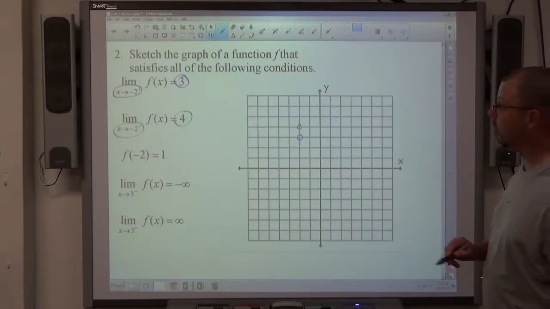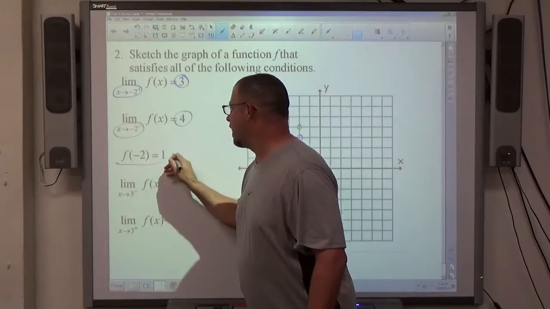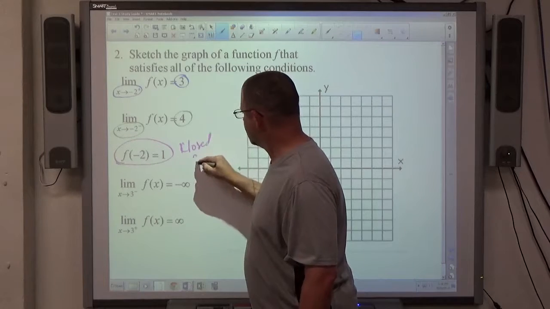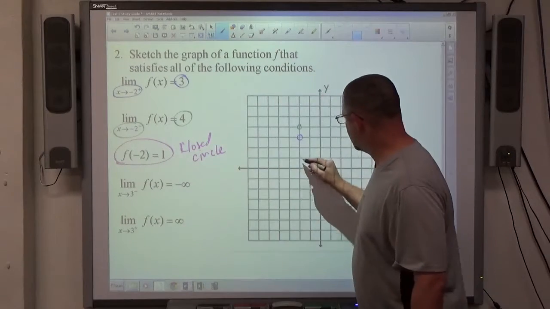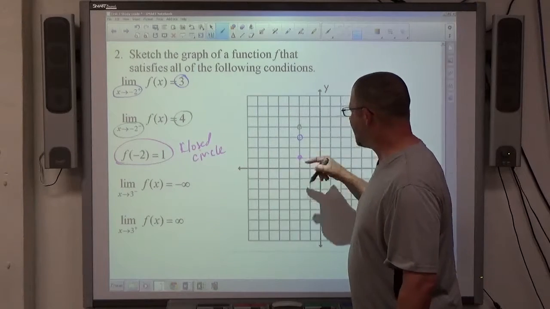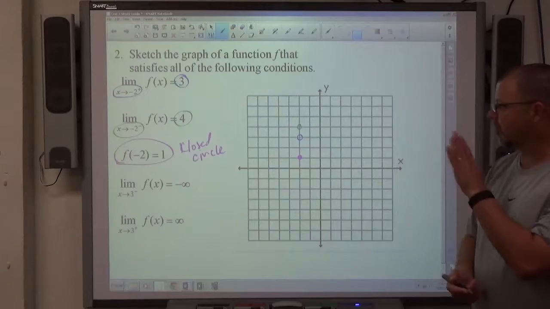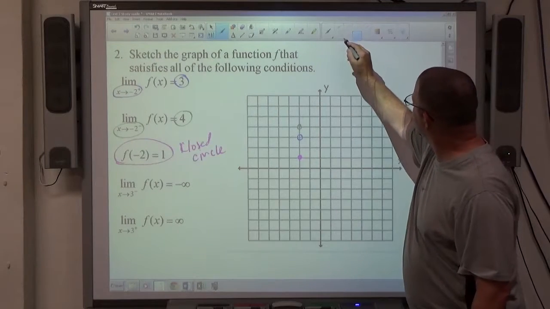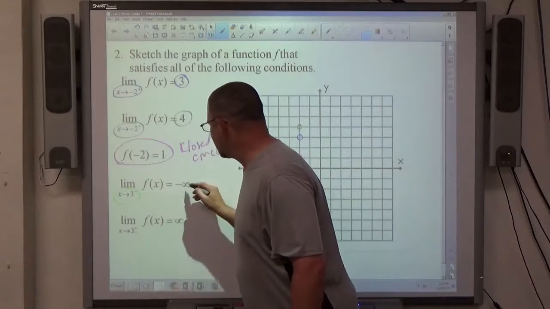f of -2 equals 1. This gets back to the point I was just making a moment ago. f of -2 is a closed circle. So x equals -2, y equals 1. There's a closed circle here. It doesn't necessarily have to hit one of the limit values when we're drawing a graph. Next thing I see, the limit of f of x approaches 3, or limits -infinity.